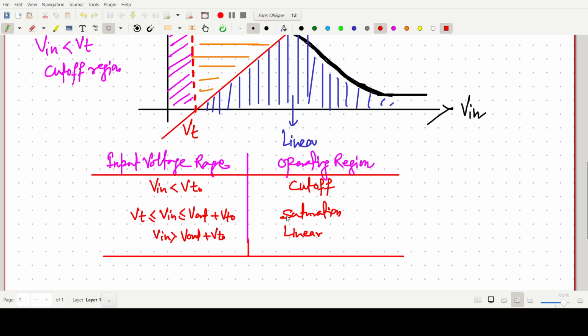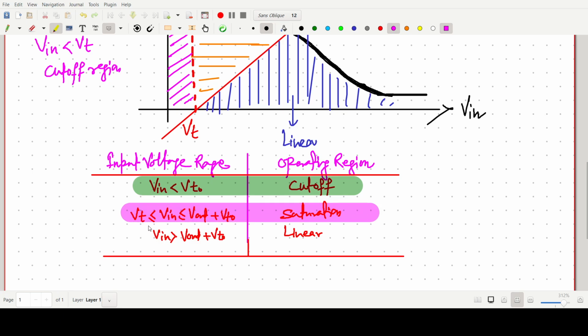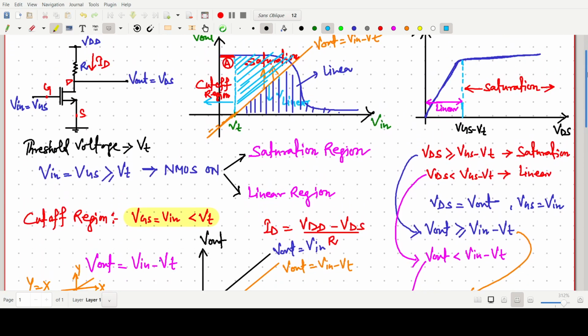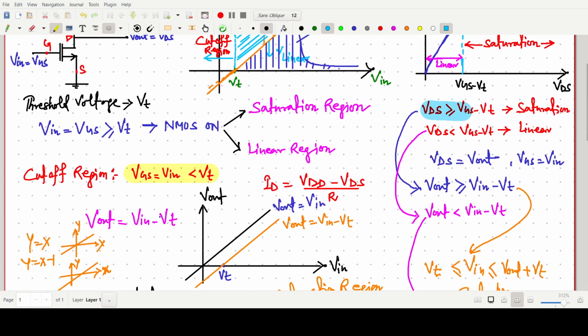For cutoff, simply V in is less than Vt naught. For saturation, V in lies between Vt and V output plus Vt naught. And for linear, V in is greater than this one. This can be easily obtained by going through this concept, so you have to know this expression.